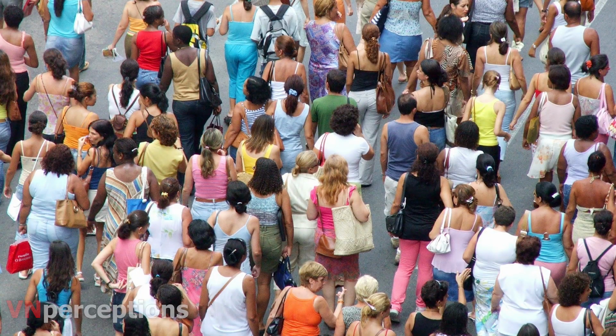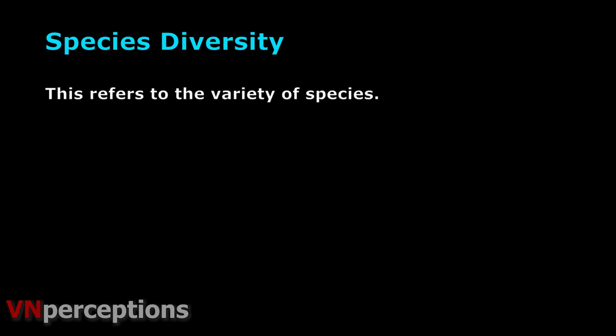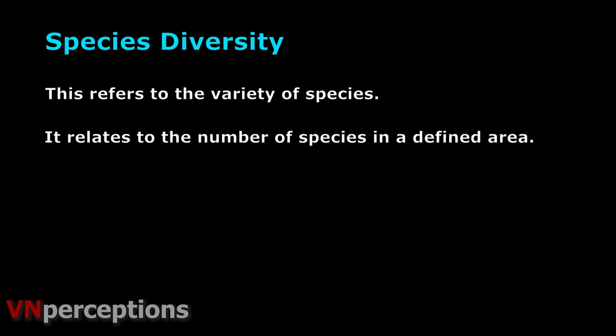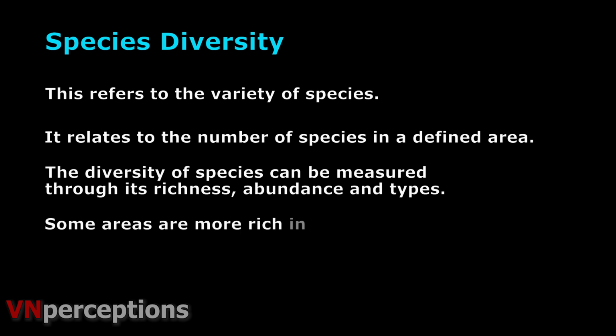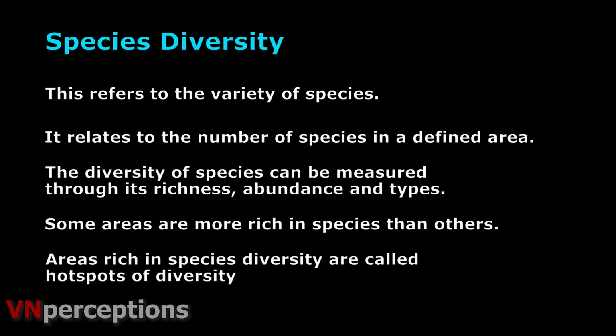So, what is species diversity? Species diversity refers to the variety of species. It relates to the number of species in a defined area. The diversity of species can be measured through its richness, abundance, and types. Some areas are richer in species than other areas. So, areas rich in species diversity are called hotspots of diversity.